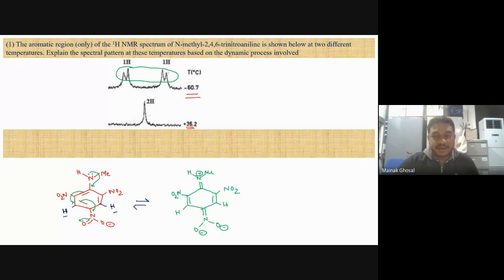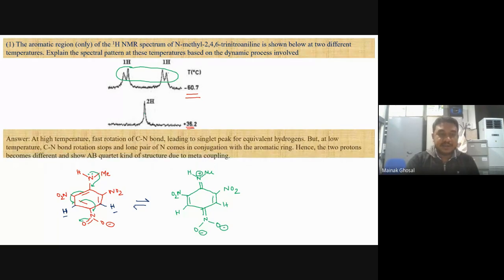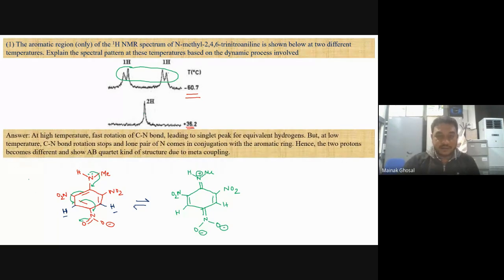But at high temperature, since this process is very, very fast, you will see that only one kind of hydrogen is present, and these two hydrogens become equivalent, and you will see only one kind of peak. So this is the answer: at a high temperature, fast rotation of the CN bond leads to a singlet peak for equivalent hydrogens. But at low temperature, the CN bond's rotation stops.